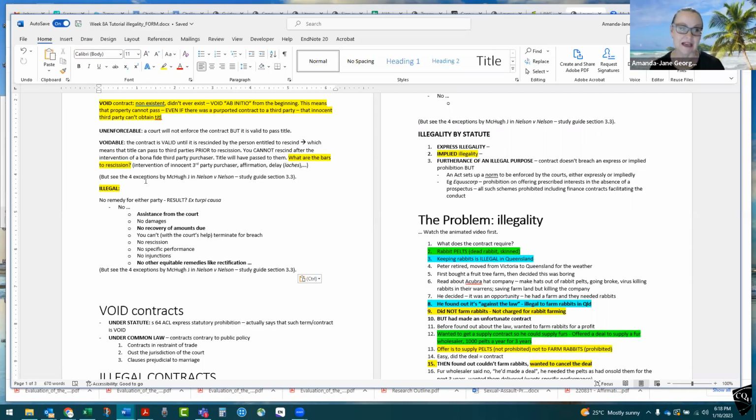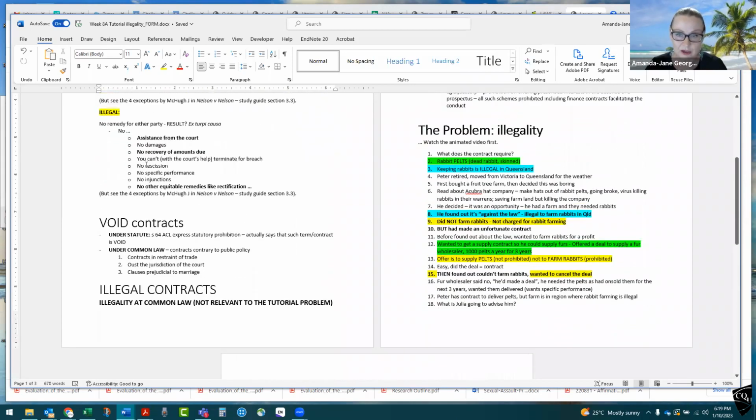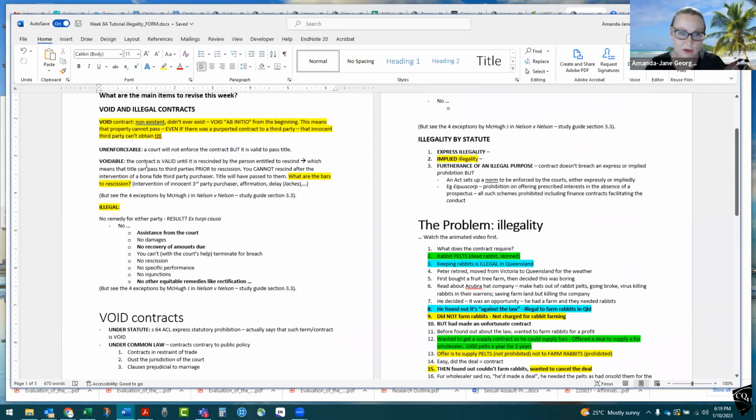Okay, so that's why it's super duper important to be able to identify an illegal contract. And that's why so many people, when they really want to get out of a contract, will try to argue illegality. But let me tell you, it's not that easy to successfully argue illegality, as we'll find out with the tutorial problem. Okay, so now let's get on to the content proper.